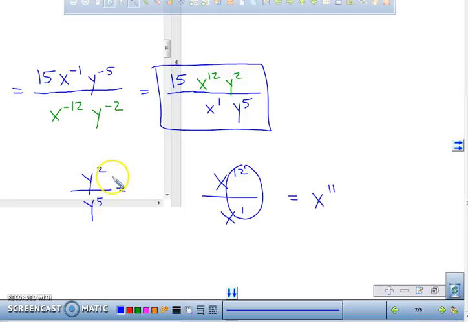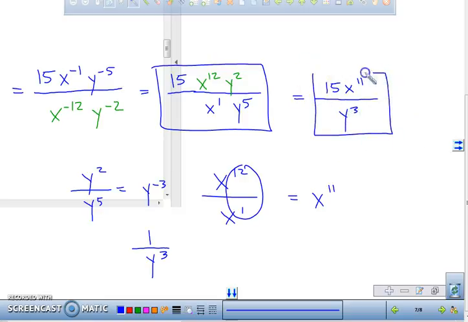But right here, if you do 2 minus 5, what do you get? You get y to the -3. But what is y to the -3 actually equal to? 1 over y to the 3rd. Okay? So here's your final answer, everybody. Your final answer is 15. We do have x to the 11th up top, but what do I have in the denominator? Y to the 3rd.